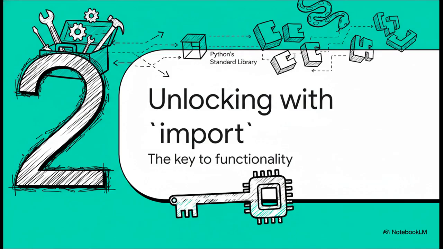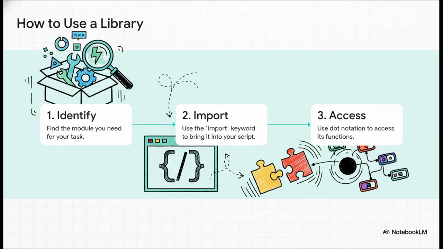How do you get to all that good stuff? Well, it all starts with one simple, super powerful keyword. The whole process is incredibly simple. Seriously, it's just 3 steps. First, you figure out which tool or module you need for the job. Second, you just use the import keyword to pull it into your script. And third, you access all of its functions using what's called dot notation, which is really just a fancy way of saying you type the module's name, a dot, and then the function's name.